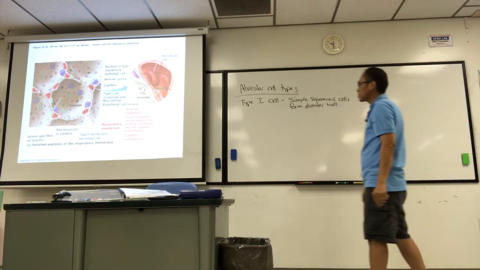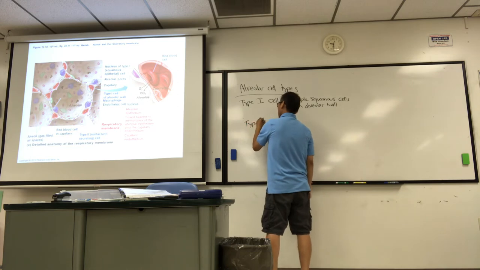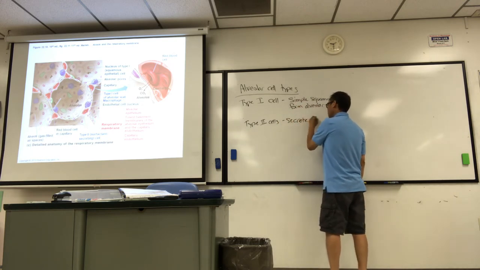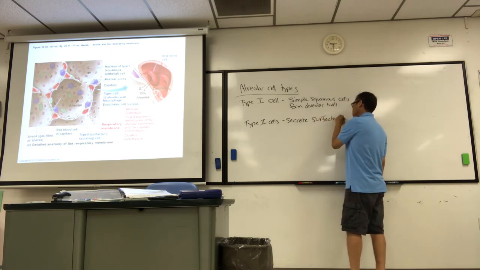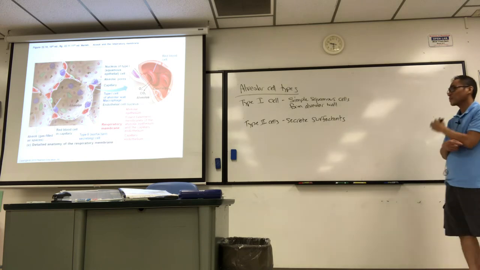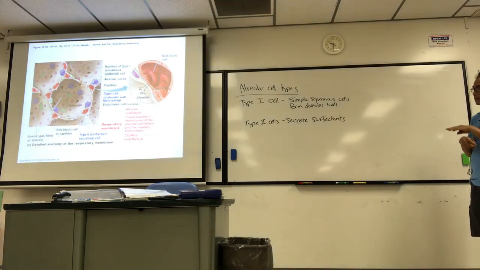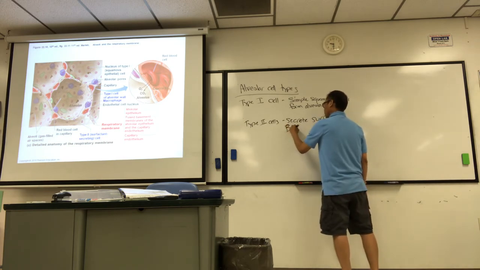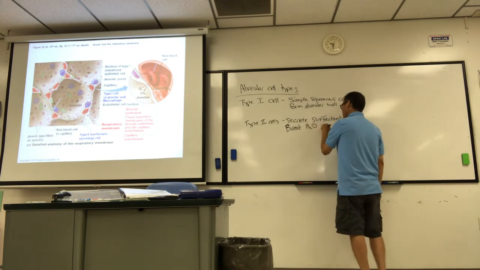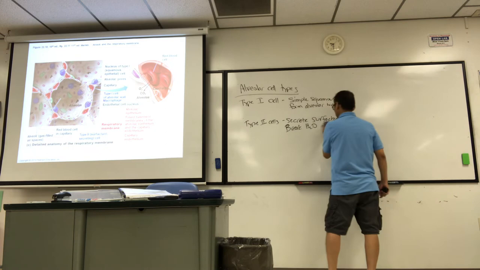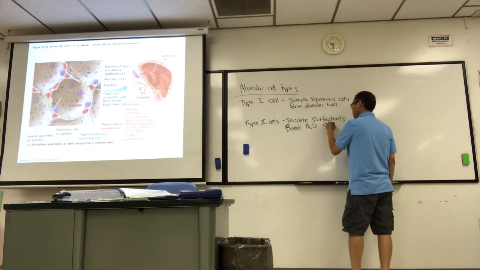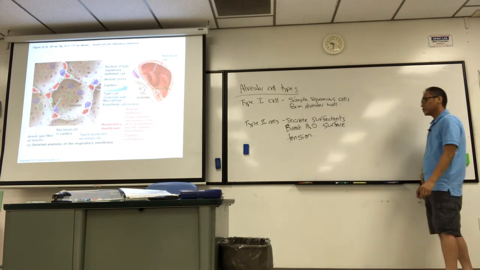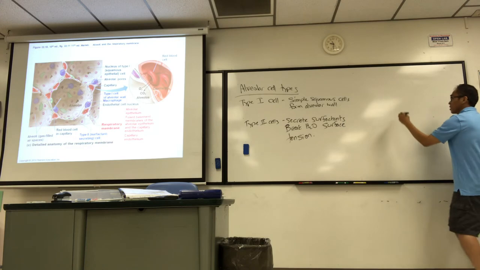Now you have those green cells, type 2. Type 2 cells, well, they're going to secrete surfactants. Surfactants are structures that can basically break the surface tension of water, H2O surface tension. Surface tension of water is important in a round structure. It can make it difficult to breathe.